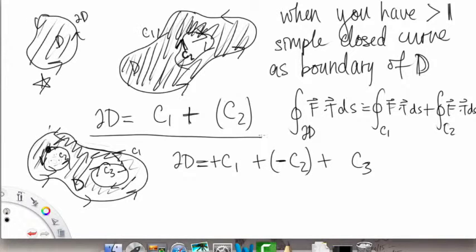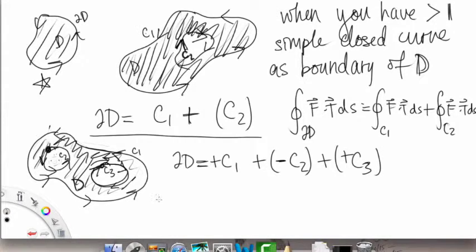Okay? And lastly, let's look at C3. So we have that going in the clockwise direction. As we go around this curve here, we see that the domain is on our left side, as we're going this way. It's on our left side. So that's going to be a plus, so that's good.